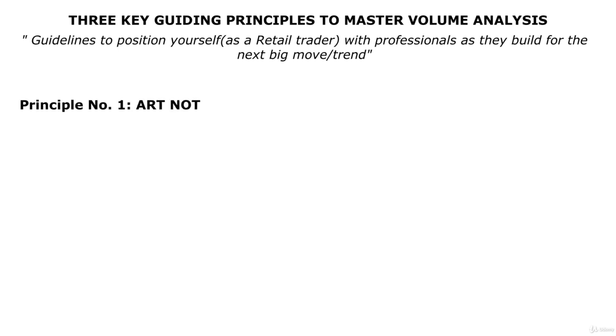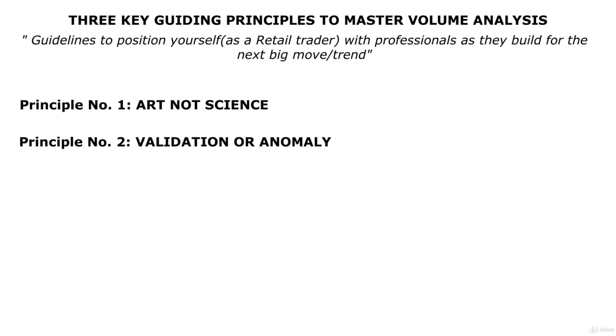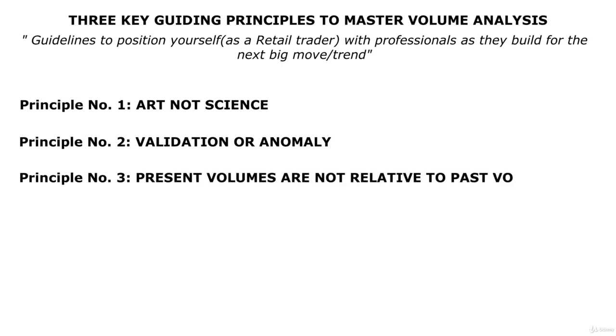Principle number 1, it's an art, not a science. Principle number 2, validation or anomaly. Principle number 3, present volumes are not relative to past volumes.